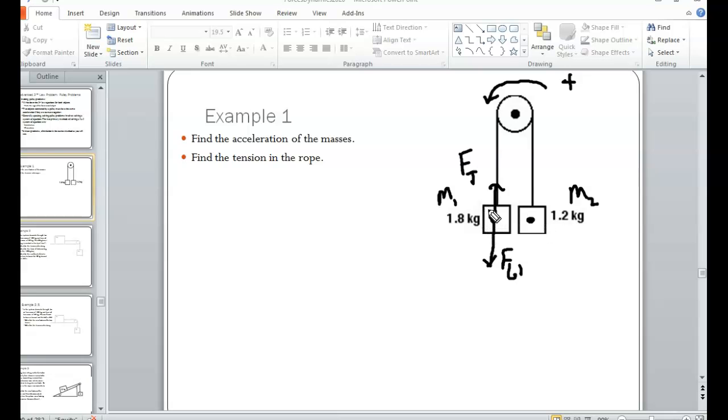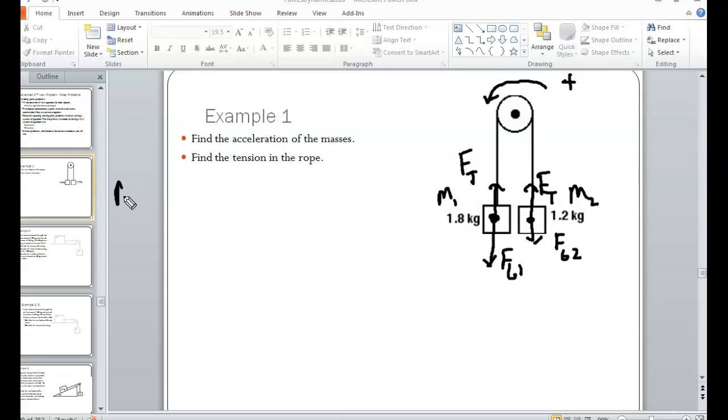Now, if I switch these two masses, then I would have my coordinate system going the other way. But that's just based off of which way I think the object is going to accelerate. And for mass 2, I have the exact same tension going up. Same Ft, but now this Fg is smaller. Okay, so there's my FBD.